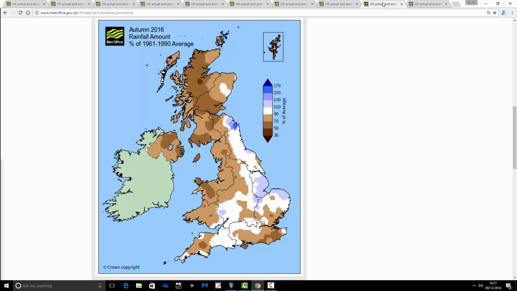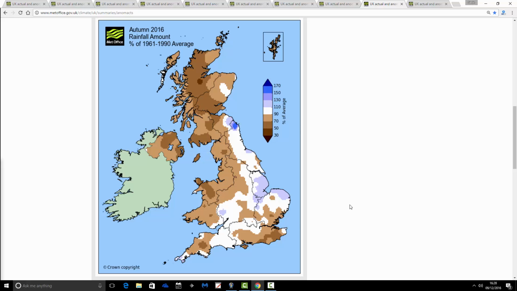In terms of rainfall for this autumn, so the north and west, set against 61 to 1990, coming out with a significantly drier than average autumn, especially so for Scotland, Northern Ireland, but also for Wales, North West England and South West England too. In fact, the bulk of the country comes out with a drier than average autumn. It's really just on the east coast where it's a little bit wetter.